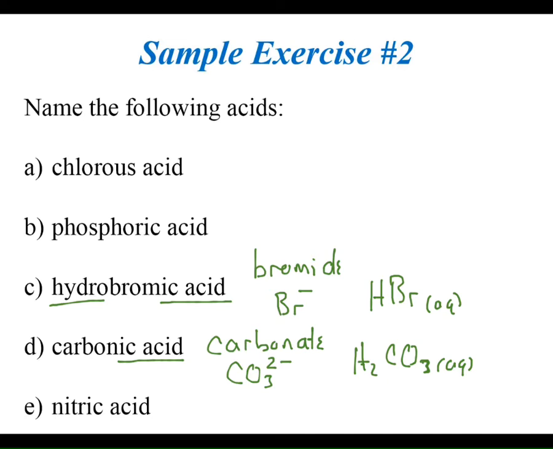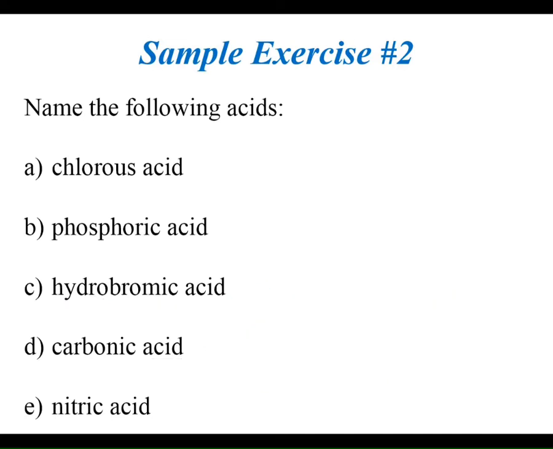Did you try the last one yet? Nitric. Same thing. Ic acid tells me it must have come from what? Nitrate. What's nitrate's formula? NO3 negative. So it must be HNO3 aqueous. Like I said, it's really easy if you know how to name the anions. If not, you get a little uphill battle there. But good job.